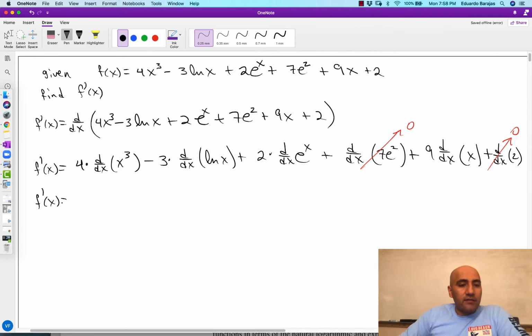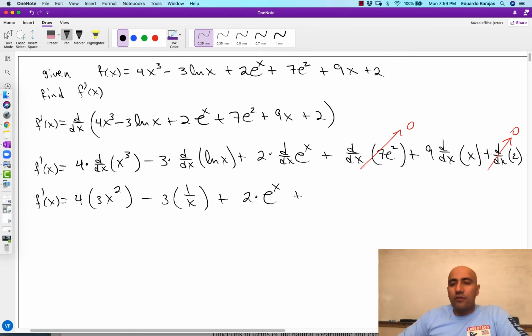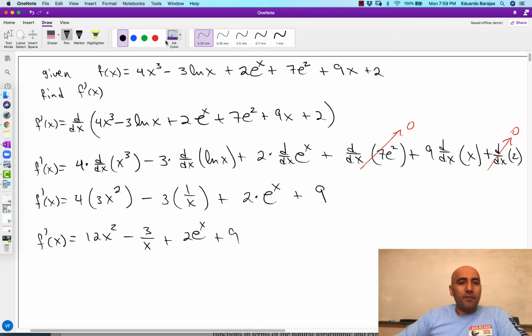So f prime of x is going to be equal to 4 times 3x to the power of 2 minus 3 times, and then we just discovered that the derivative of ln x is just 1 over x, plus 2 times e to the x, the derivative of e to the x is e to the x, plus 0, and then the derivative of x is just going to be equal to 1, so we just get a plus 9. Good, so we simplify that a little bit. f prime of x equals 12x squared minus 3 over x plus 2e to the x plus 9. And there's our final answer.